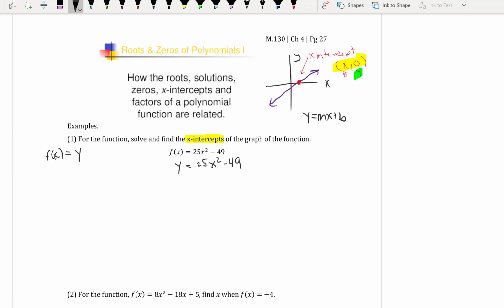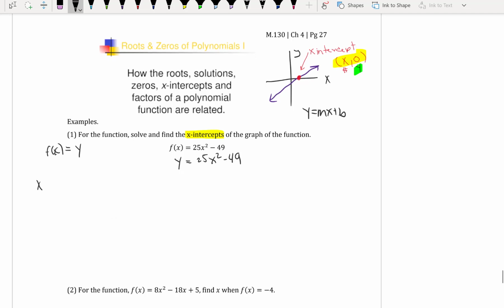And because I'm thinking about the x-intercepts, what you have to do, remember, is that you let your y value equal to 0. We talked about that in previous chapters. So you're going to let your y value equal to 0. So you have your 25x squared minus 49. Now your goal is to solve for this equation. So the only way that you can solve it is by using the zero product principle.